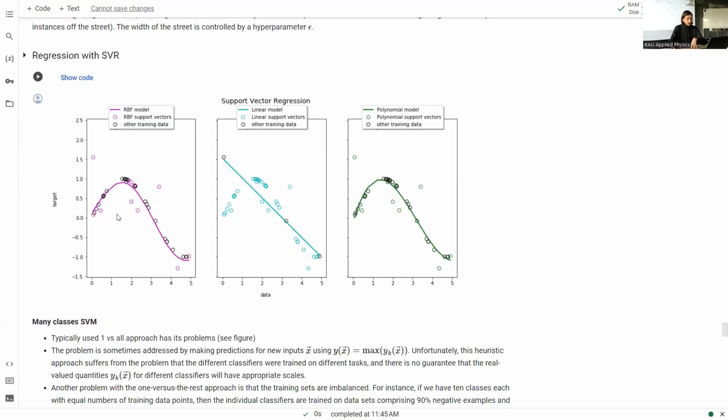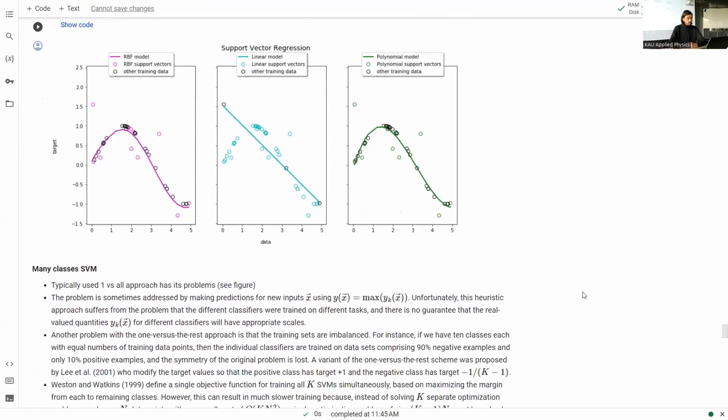And here is an example of how it works. Here is an RBF model that works on the data set. It draws some line. Here is a linear model, and here is a polynomial model. So you can perform even regression with SVM.